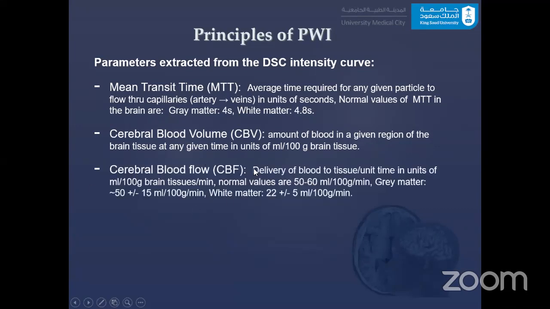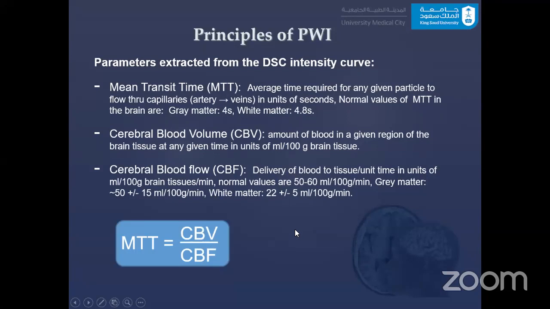Again, cerebral blood flow is very important, especially in case of infarction, and we need to see how much brain is affected. It represents the delivery of blood to tissue per unit time, in a unit of milliliter per 100 gram of tissue per minute. Normal values are 50 to 60 milliliter per 100 gram of tissue per minute. Gray matter is like 50 plus or minus 15. White matter is 22, again plus or minus 5.